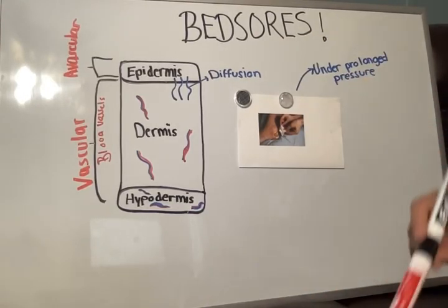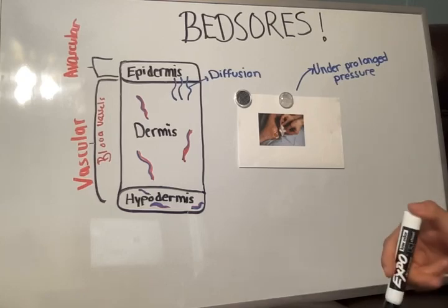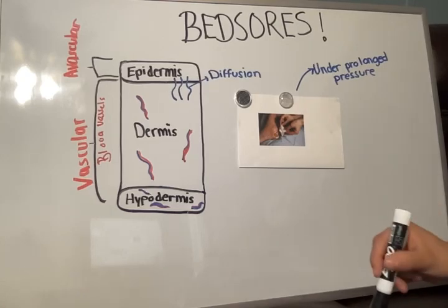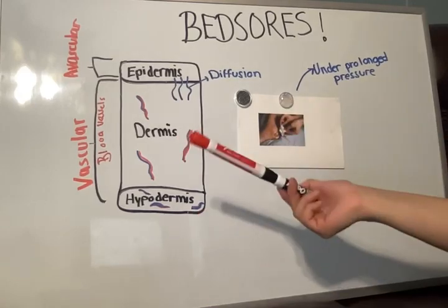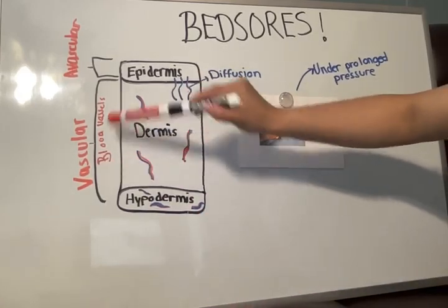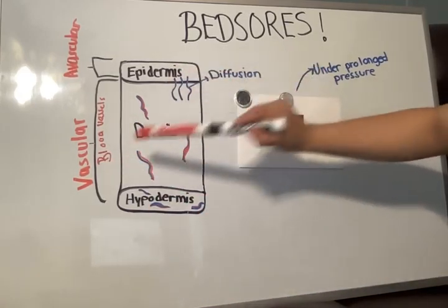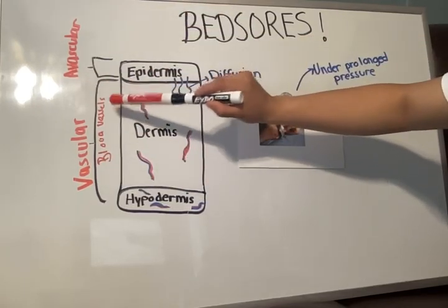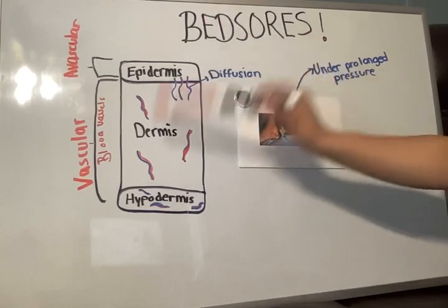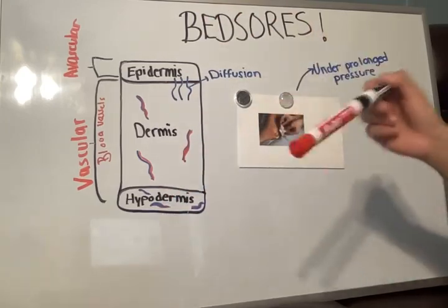All right, so my first question is, describe which tissues are vascular and which are not. So, vascular tissues are the dermis and the hypodermis. Why? Because they have blood vessels. Now, the epidermis would not be considered vascular, it will be considered avascular because it doesn't have blood vessels. All right, now that that is explained, let's move on to the next question.